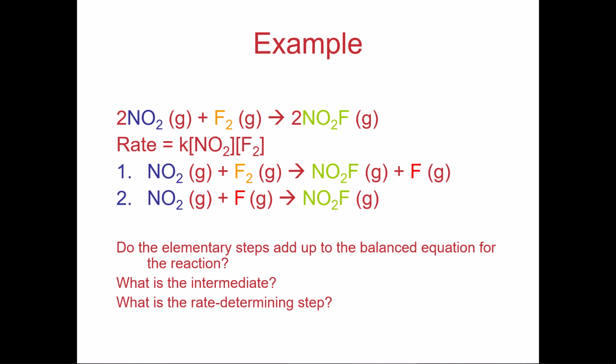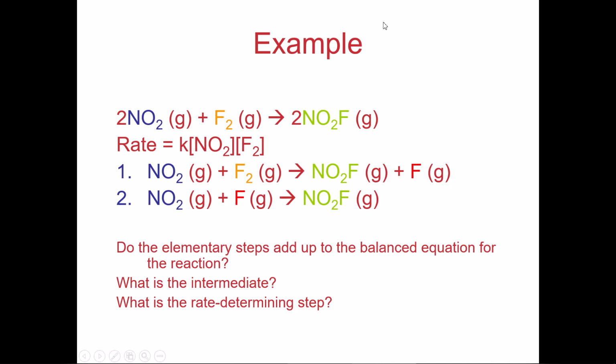So remember the three requirements for our mechanism. The first is that all of our steps add up to the overall balanced equation. The second requirement is that each of our mechanistic steps be either unimolecular or bimolecular, at worst termolecular. And the third guideline is that the rate law for our slow step has to match that of our overall reaction.